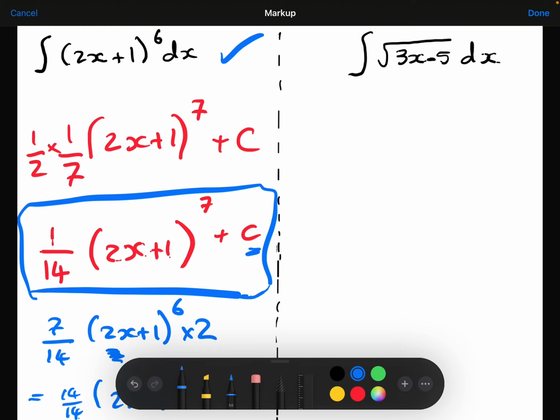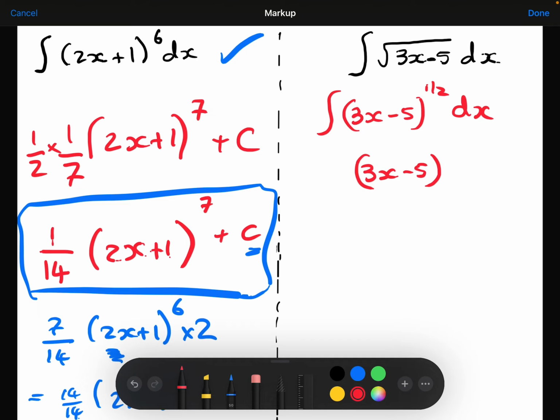Next example. In order for me to integrate this, I'm first going to rewrite this square root. I know square root is the same thing as having a power half. So I'm going to rewrite it like that first. Now I can integrate, so I'm going to add 1 to the power. So a half plus 1 is going to be 3/2. I'm going to divide by the new power. So dividing by 3/2 is the same thing as timesing by 2/3.